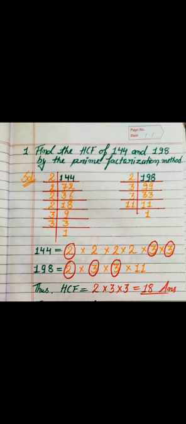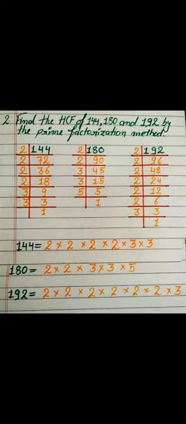So this 18 is the highest common factor of 144 and 198. Now the next question is, here we have to find the HCF of 144, 180 and 192 by the prime factorization method. Now listen, students, as here there are three numbers but the process is the same. First we will find the prime factorization of each number. First the prime factorization of 144, then of 180, then of 192.